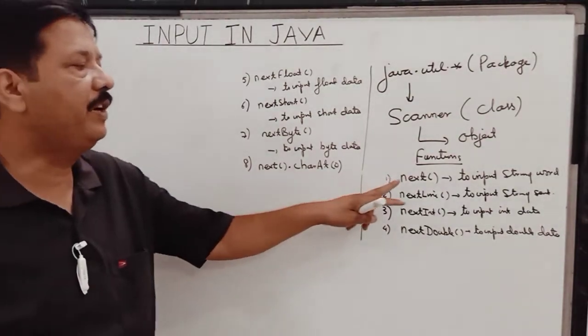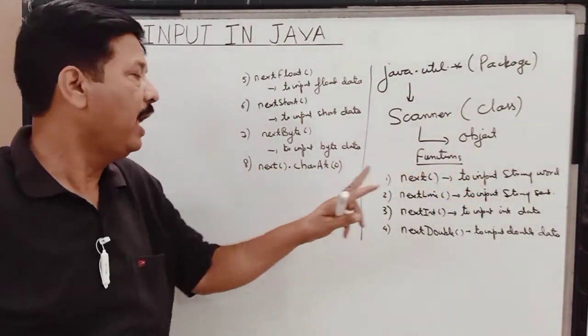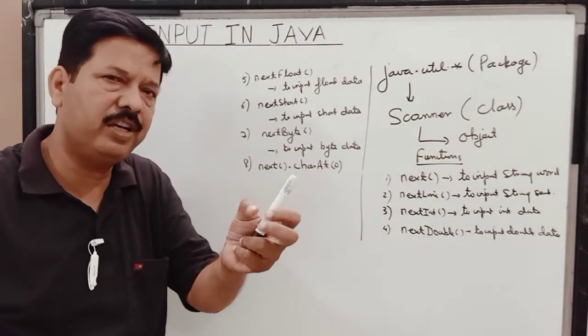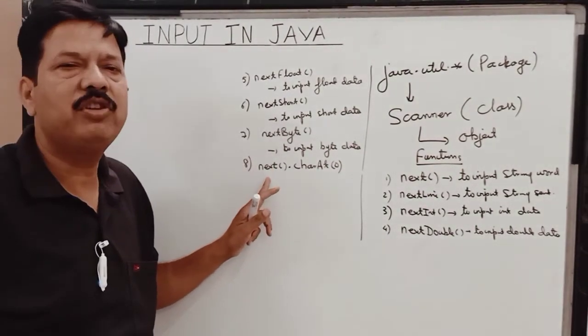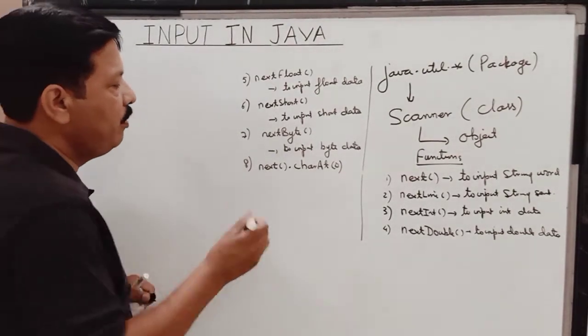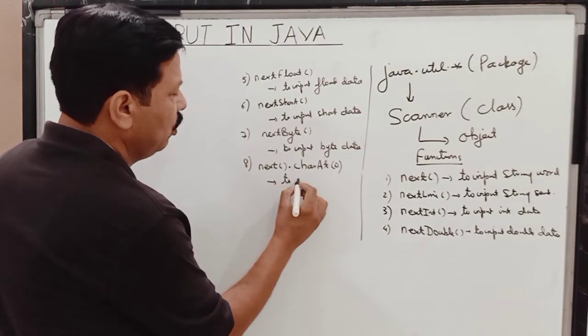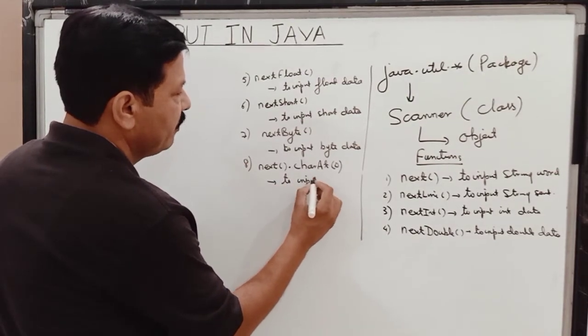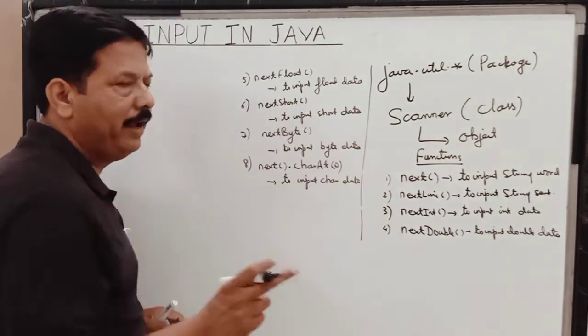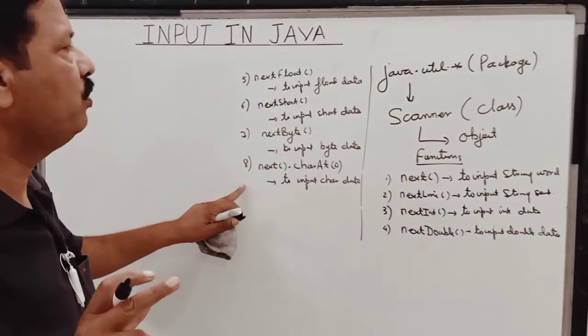Next, which is this function, which is entering a string word, and charAt means this function is going to extract the first character of the string which you are entering through this. So this is helping us to input a character value. So to input char data. Char data is a single data. So this is used to enter a char data.